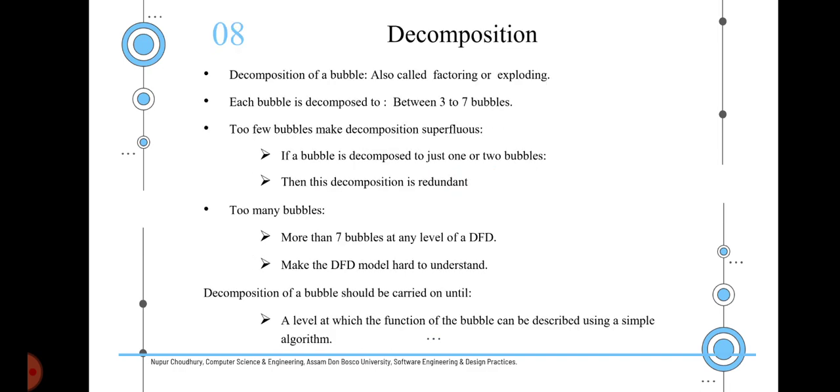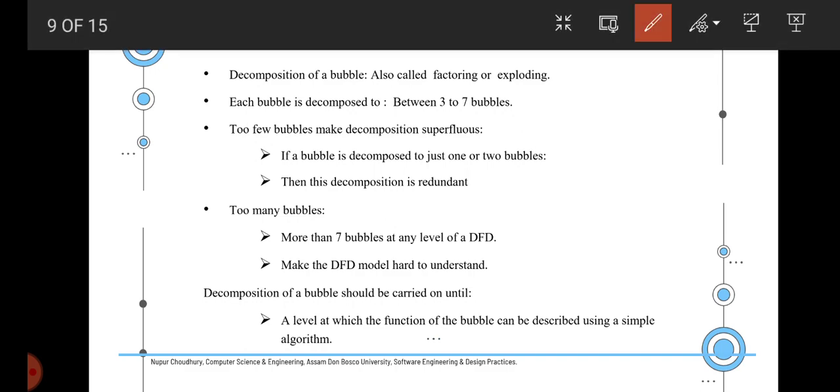So talking about decomposition, it is also known as factoring or exploding, and we should be factoring or exploding a process into 3 to 7 bubbles. If there are very few bubbles, it will include the problem of redundancy, because we might not be able to show the details of that particular process and end up showing a redundant factor which will resemble the parent process.